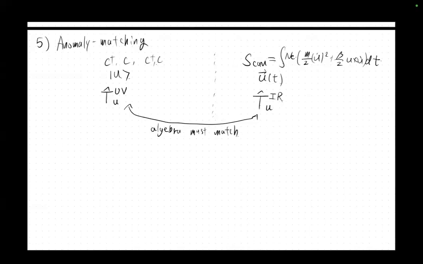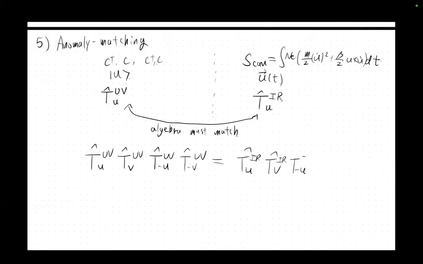Okay, so specifically, what do I mean? Since we have magnetic translations, the best thing to do is to consider the following commutator, which is T_U(UV), T_V(UV), T_{-U}(UV), T_{-V}(UV). This should equal T_U(IR), T_V(IR), T_{-U}(IR), T_{-V}(IR). So this is our anomaly matching condition.